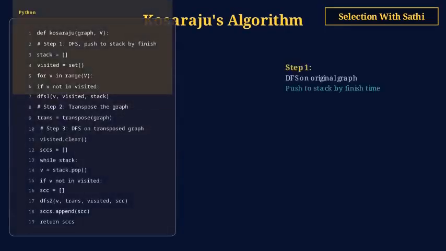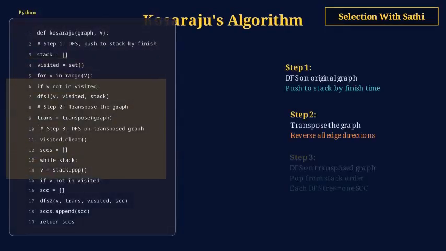Kosaraju's algorithm finds all strongly connected components in 3 steps. A strongly connected component is a maximal set of vertices where every vertex can reach every other vertex. Step 1. Run DFS on the original graph. Push each node onto a stack after it finishes. Look at lines 3 through 6. Nodes with higher finish times end up on top.